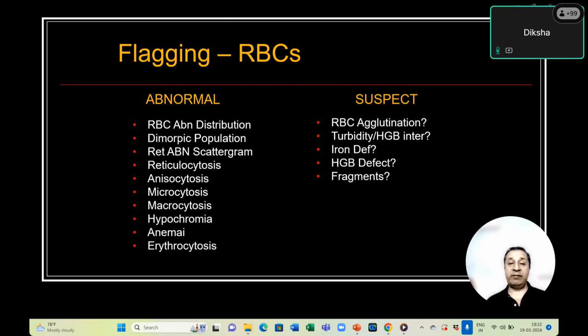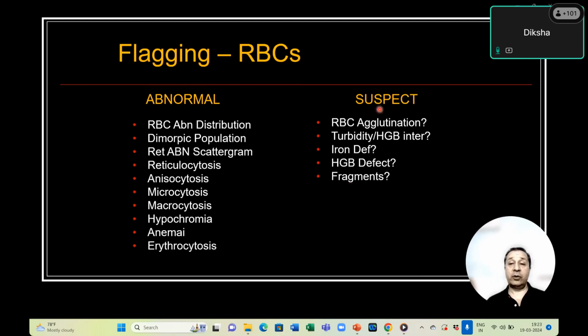Coming to RBC flagging, the classical abnormal RBC flags, which are seen in the majority of the instruments today: you might have an RBC abnormal distribution. For example, you can have this sometimes in conditions of cold agglutination. You can have abnormality in the reticulocyte scattergram, which can give you a possibility of picking out the fragmented red cells. You can also have what is called reticulocytosis, macrocytosis, microcytosis, etc. And all of these are definitive flags because they've been picked up very clearly and distinctly, and they've been identified by the analyzer with almost near 100% authenticity.